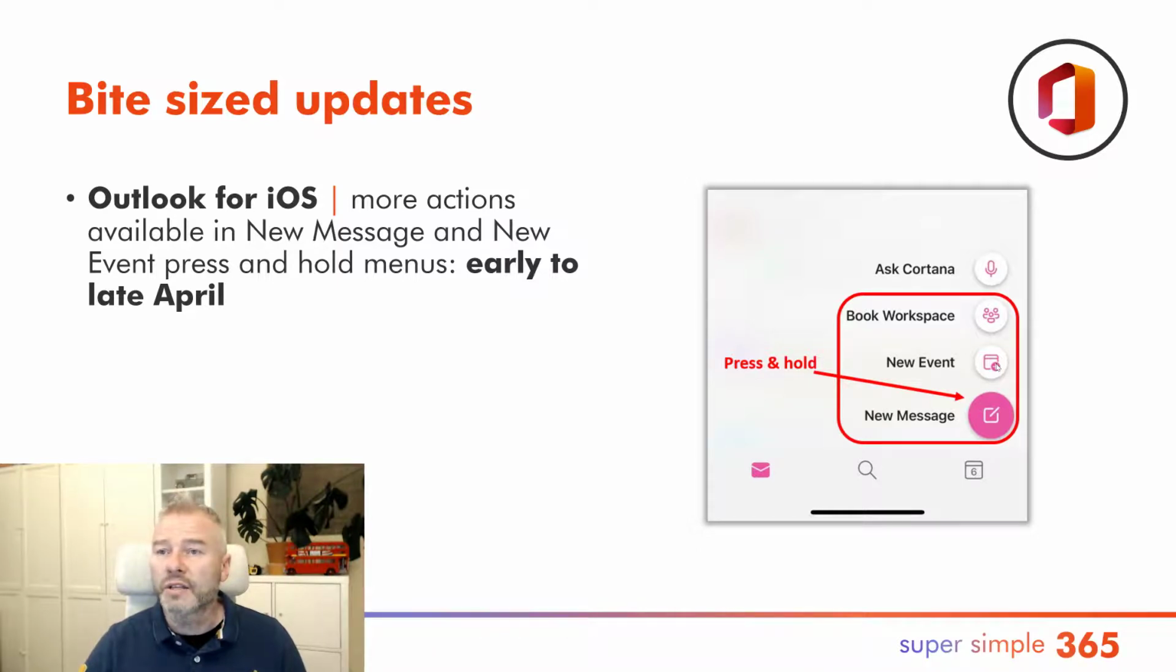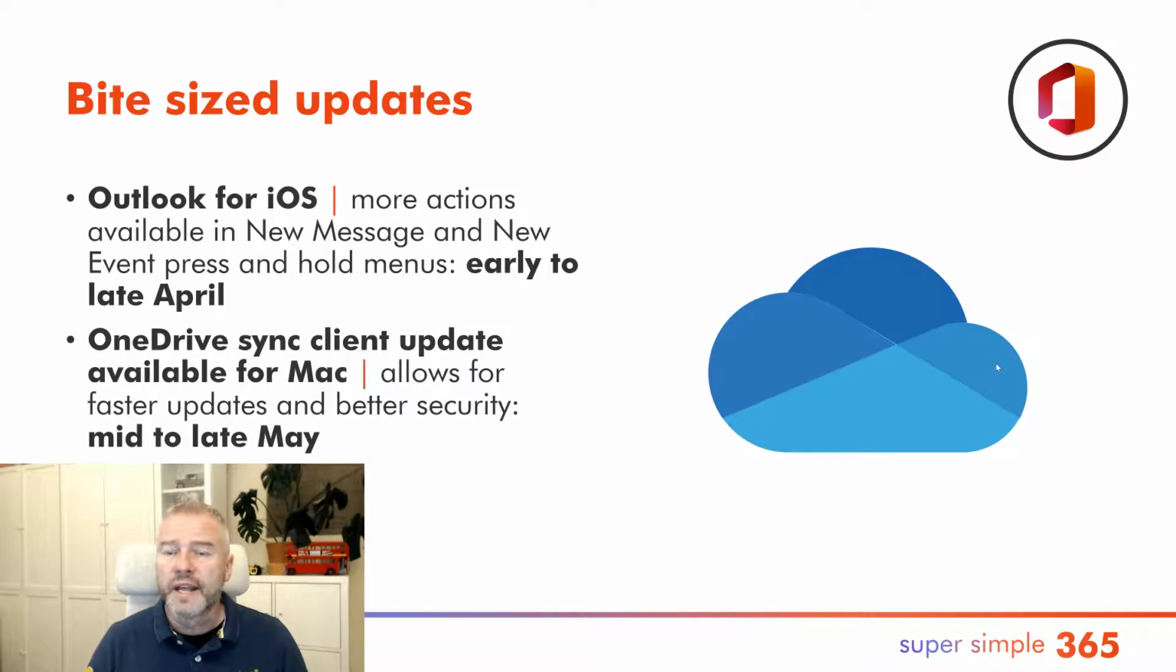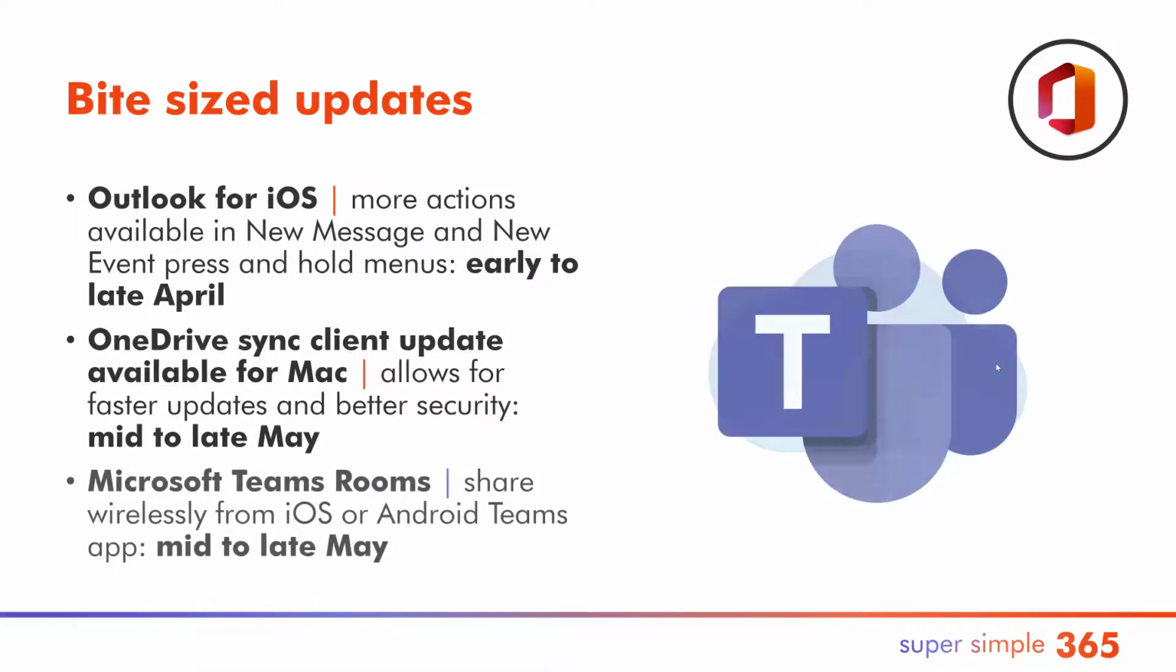So Outlook for iOS, more actions available. When you press here, you're going to get new information. You've got the Booker workspace if your organization uses workspaces, new event or new message. The OneDrive sync client is getting updated for Mac, so most of us won't see any difference there, but it's going to increase the speed and stability of that.